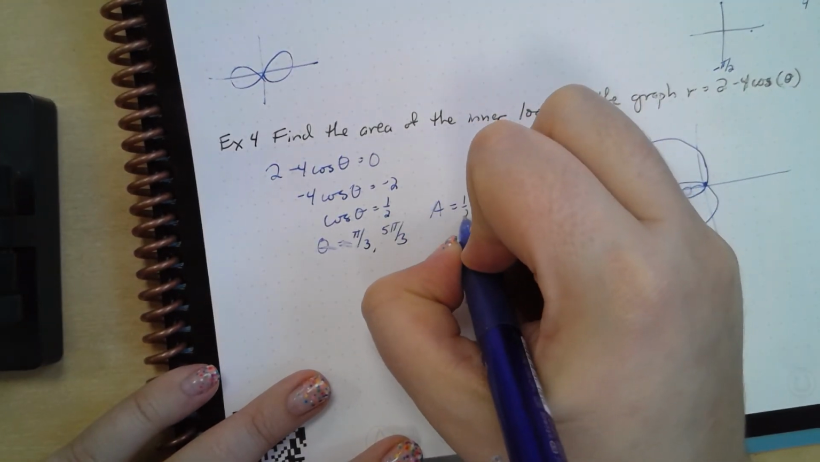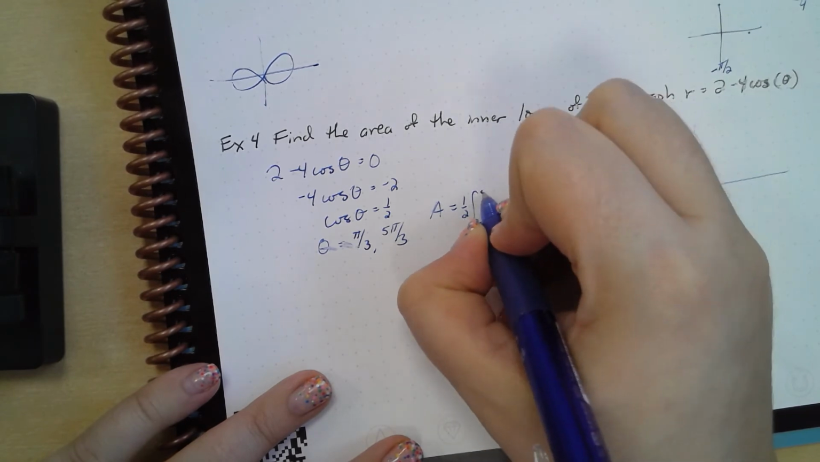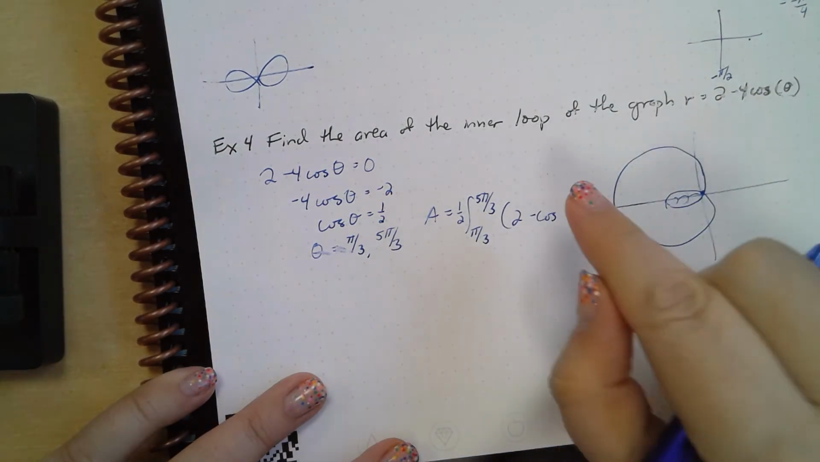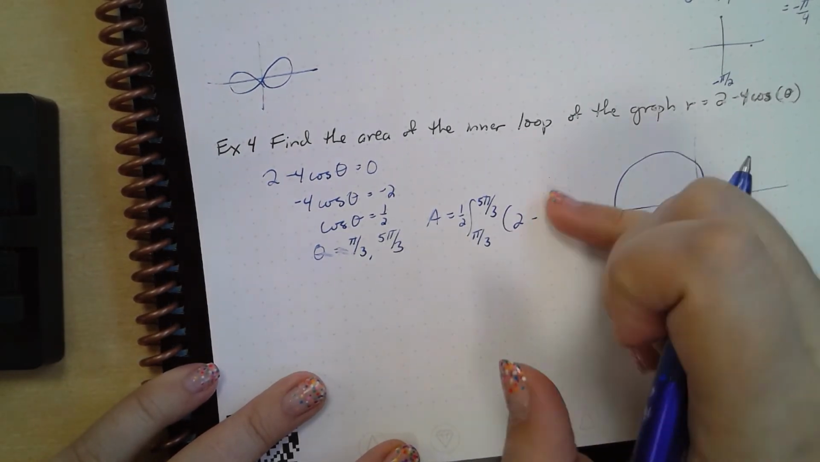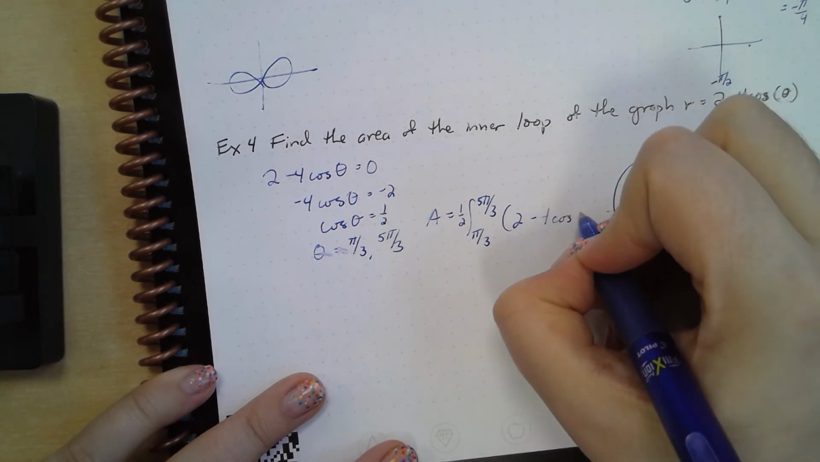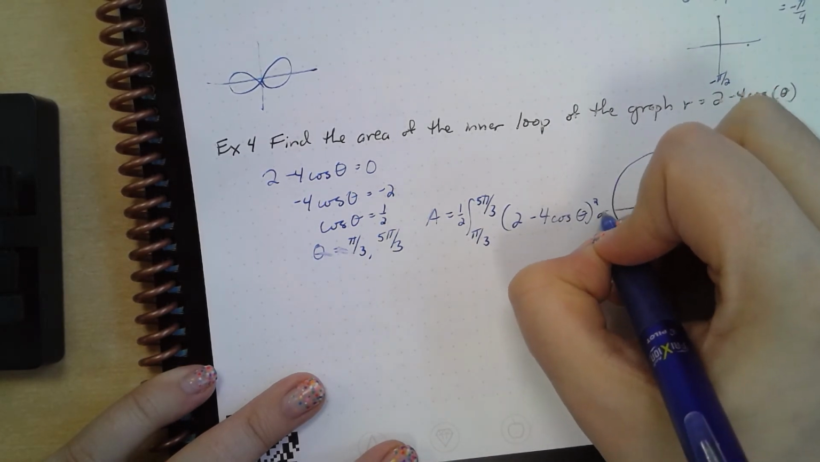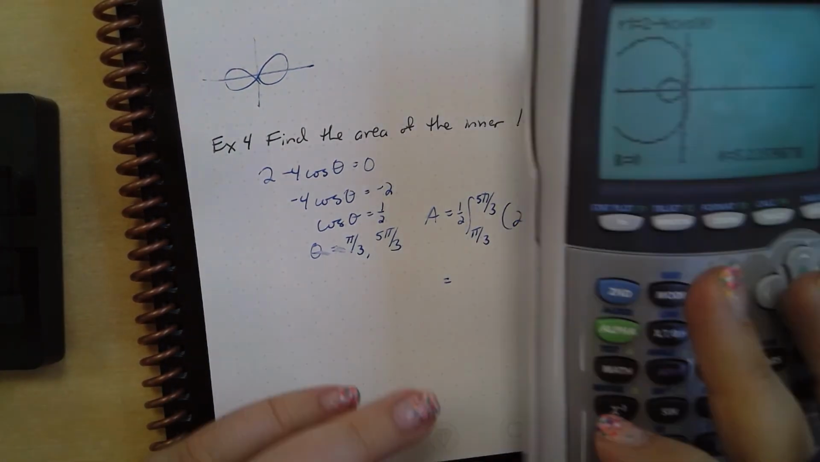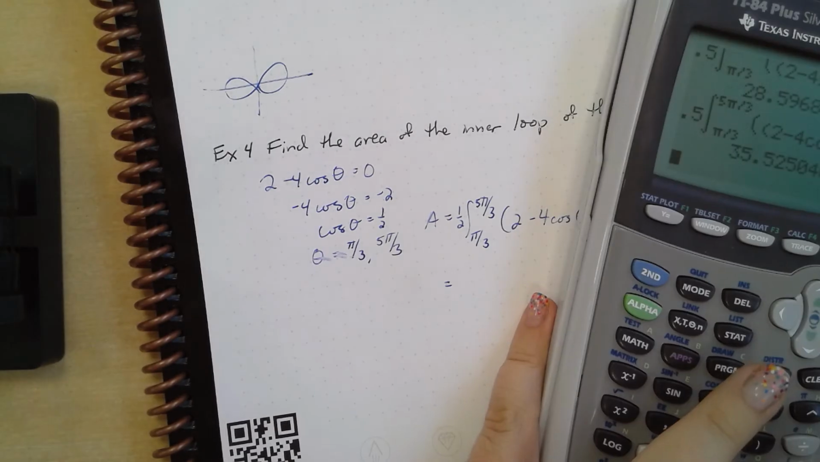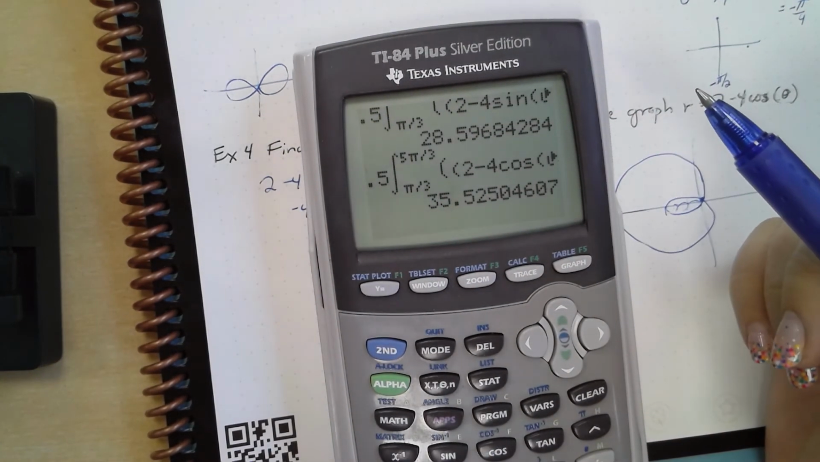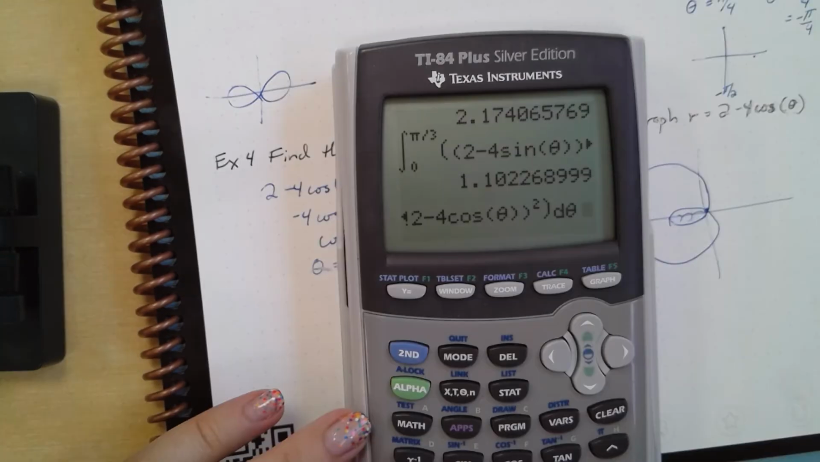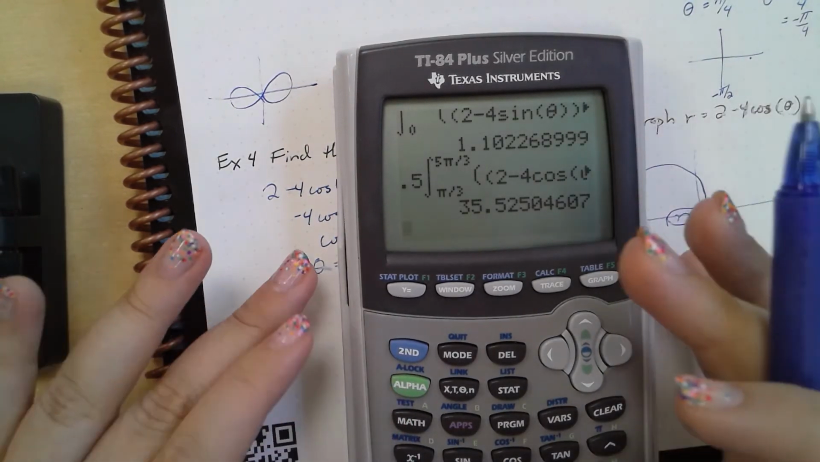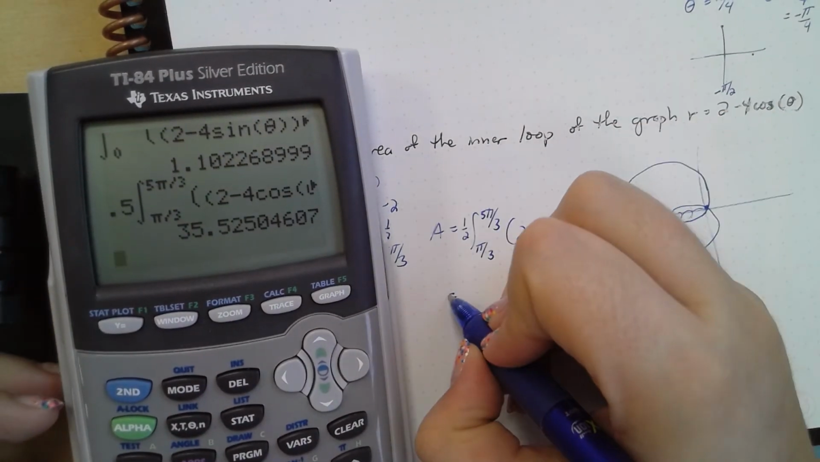My area is going to be equal to 1/2 from pi over 3 to 5 pi over 3 of 2 minus 4 cosine theta squared d theta. I'm kind of running into things here. And if I put this in my calculator, pause to do that. Okay, and when I actually enter this, I get 35.525.